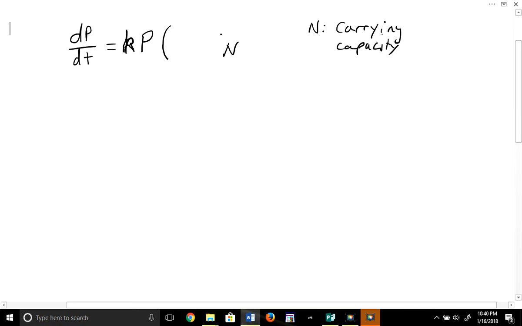And if you notice, I put this factor 1 minus p over N. What that does is it tempers the growth of the population. So as p is small, the population grows really fast because this number is close to 1. As p gets really large, this number is very small, and it's going to reduce the rate of growth of the population. If p is equal to N, then this number is 0 and there's no more growth. So this is called logistic population growth.